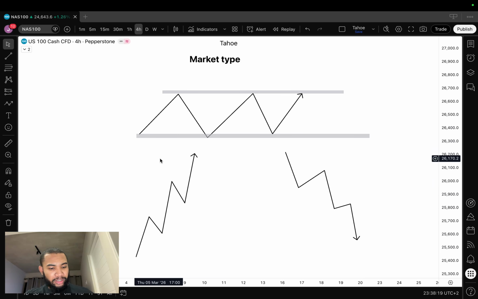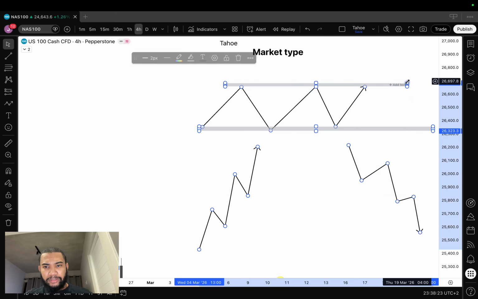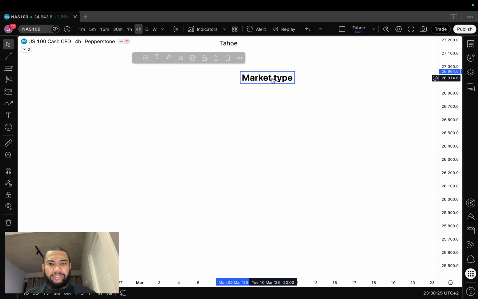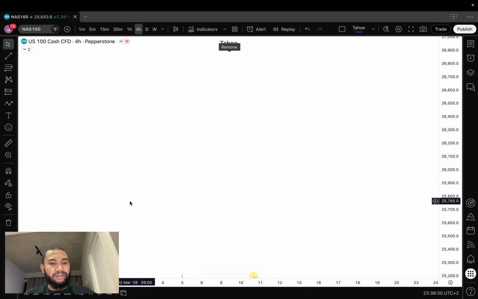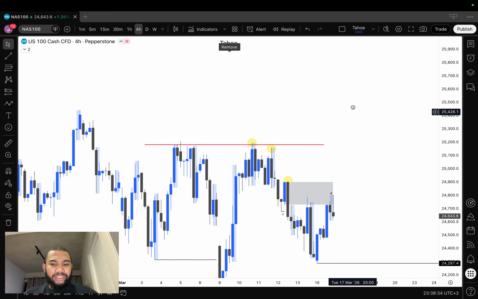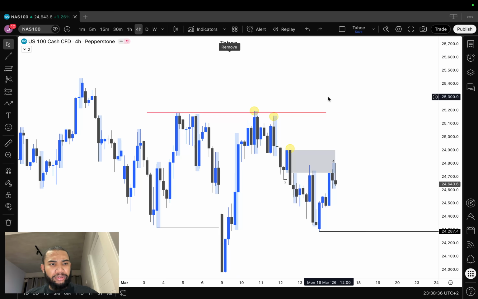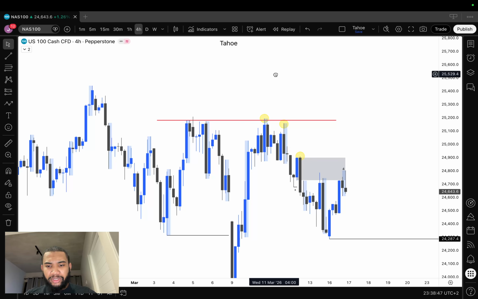I would always describe a great market condition to be trading in as when the market is either uptrending or downtrending. If the market is uptrending, I will be looking for buys strictly. If the market is downtrending, I'll be looking for sells strictly.